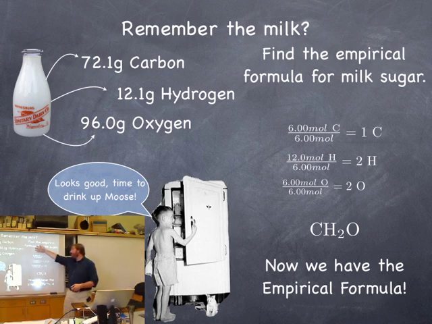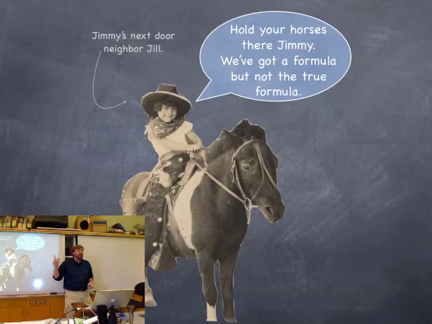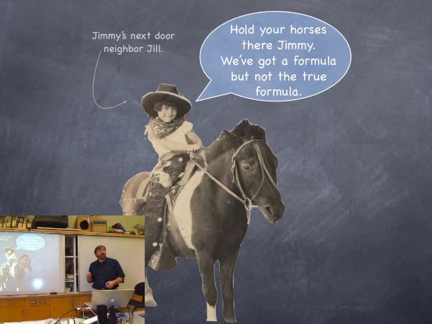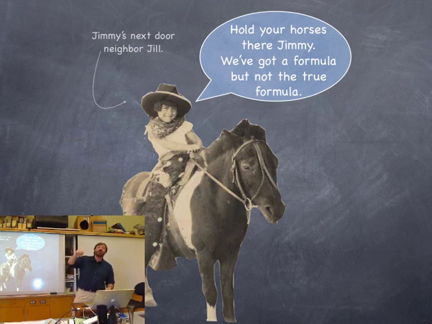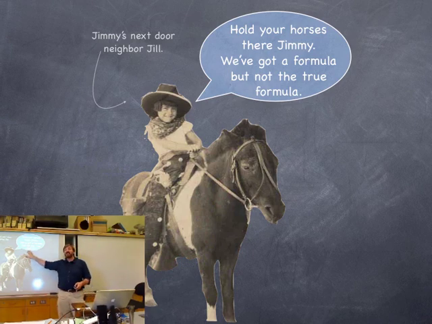So, that milk sample that we analyzed has an empirical formula of CH2O. Now, that's the same formula as formaldehyde. So it's possible that there's formaldehyde in the milk. But you have to remember that the empirical formula is not the true formula. The empirical formula is the lowest whole number ratio. Remember, the true formula could be some multiple of that.